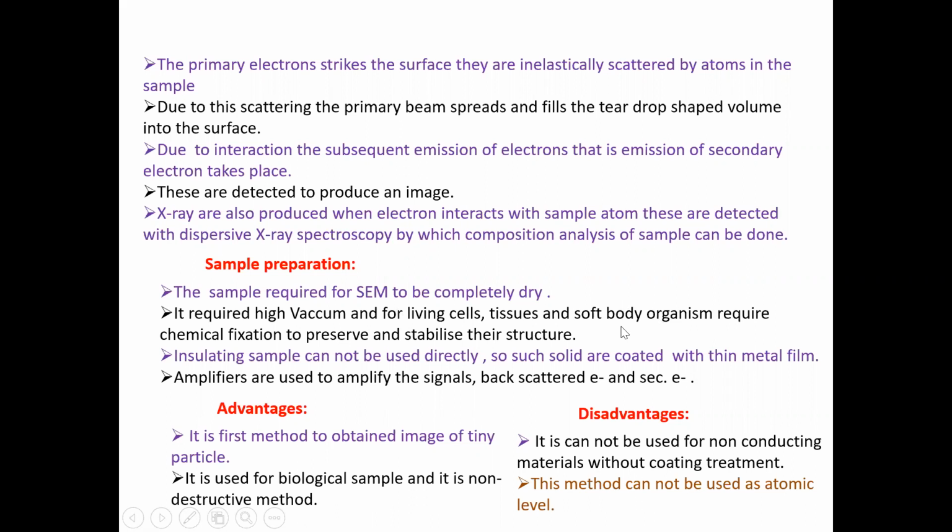They are detected to produce an image. Once the signals can be recognized, we can detect them and produce the image or the spectrum. The X-rays are also produced when the electrons interact with the sample's atoms. There, with detection by energy dispersive X-ray spectroscopy, composition analysis of the sample can be done. So this happens in your same instrument.